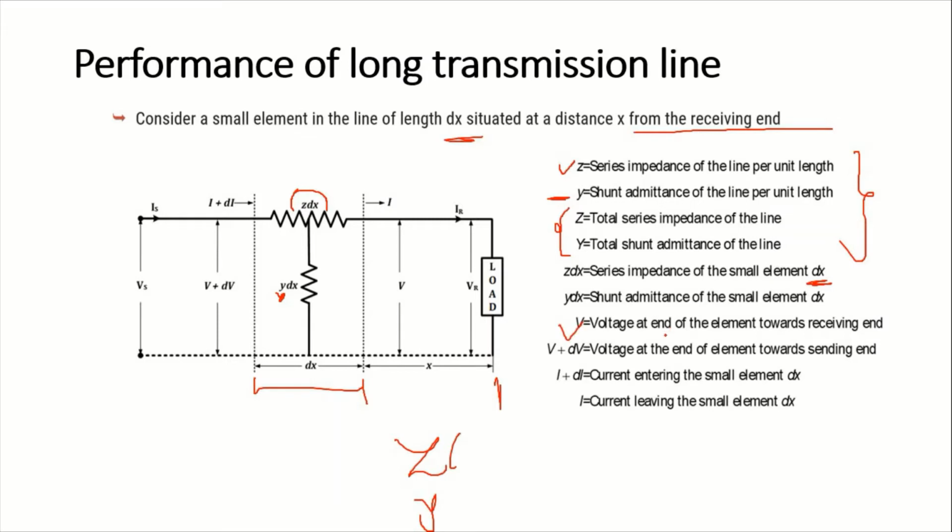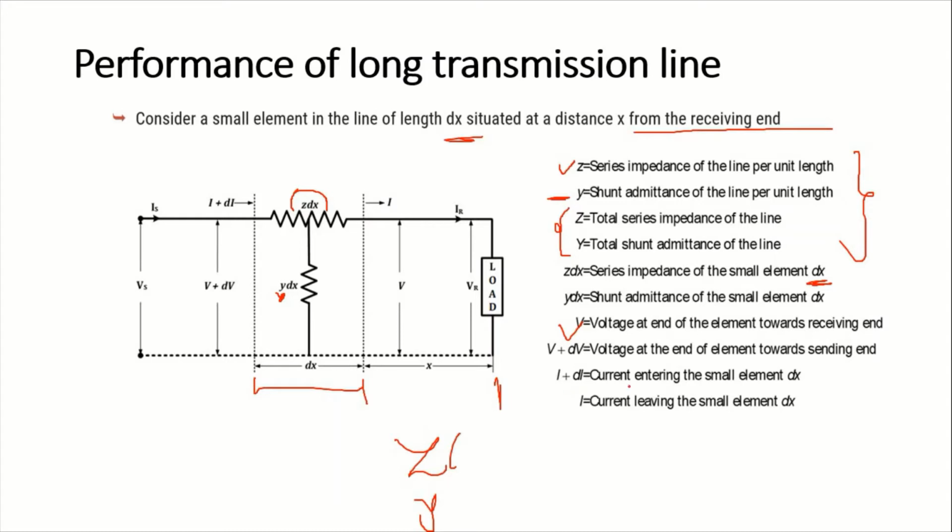Now capital V is the voltage of the element towards the receiving end. Here we take the receiving end voltage as the reference voltage, equal to capital V. Now V plus dV is the voltage at the end of the element towards the sending end. Here V is the receiving end side voltage, and V plus dV is the voltage at the end of the element towards the sending end. Clear?